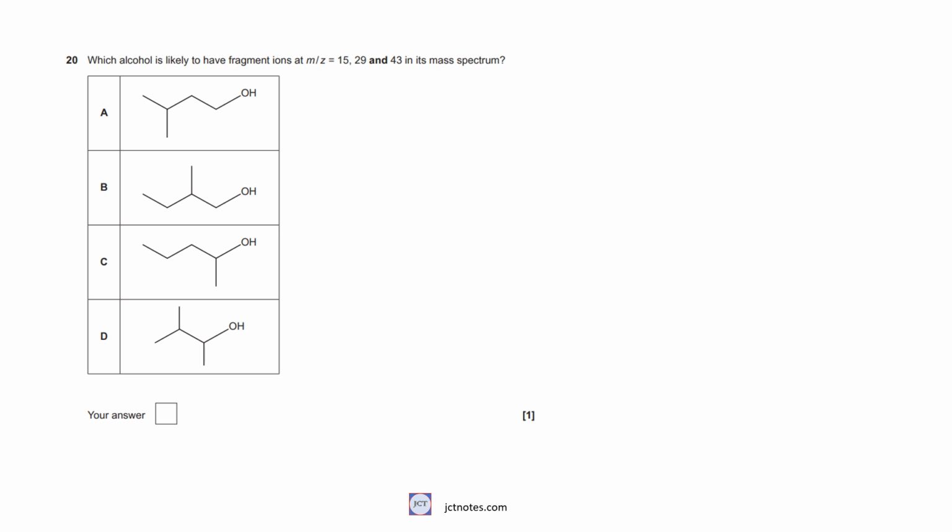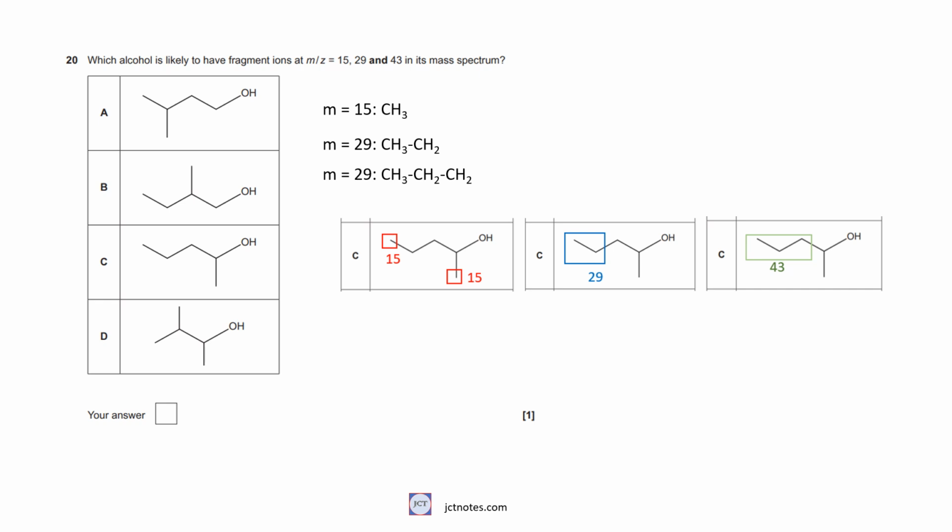m/z equals 15 is CH3. It is present in A, B, C and D. m/z equals 29 is CH3CH2. Also present in A, B, C and D. m/z equals 43 is CH3CH2CH2. Only found in C. C is the answer.